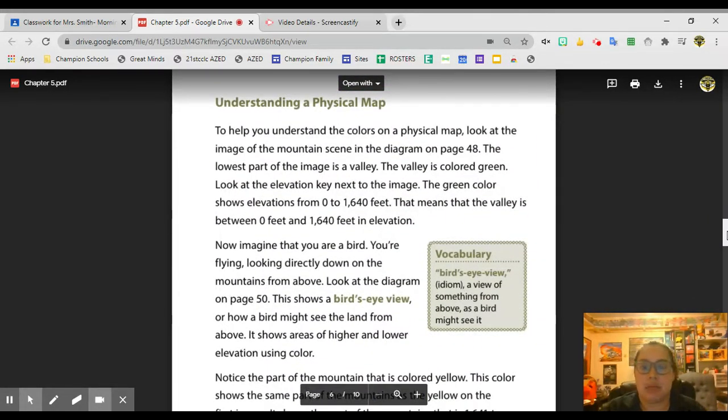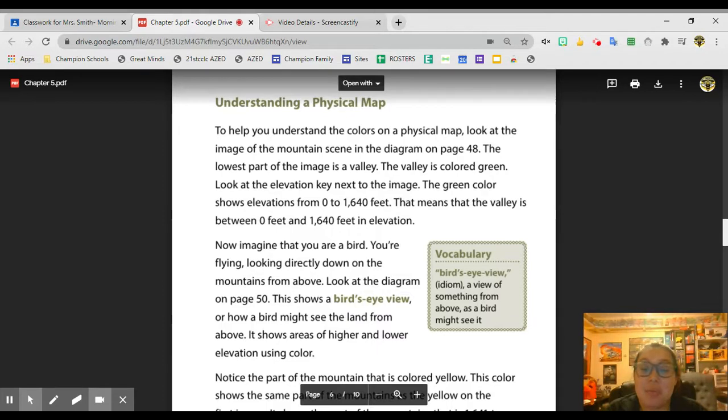Understanding a physical map. To help you understand the colors on a physical map, look at the image of the mountain scene in the diagram on page 48. The lowest part of the image is a valley. The valley is colored green. Look at the elevation key next to the image. The green color shows elevations from 0 to 1,640 feet. That means that the valley is between 0 feet and 1,640 feet in elevation.